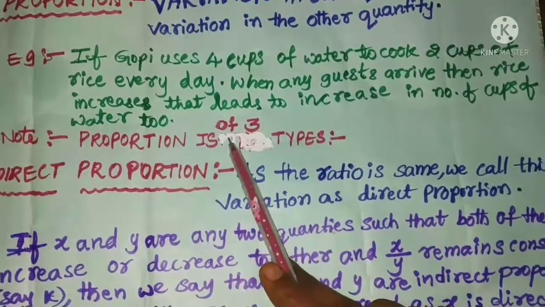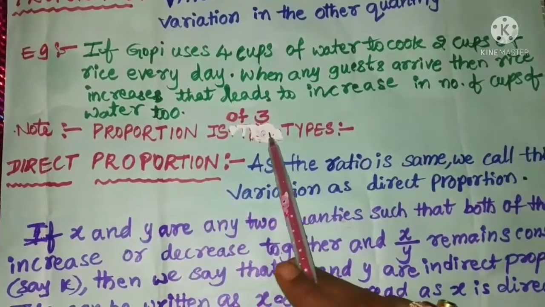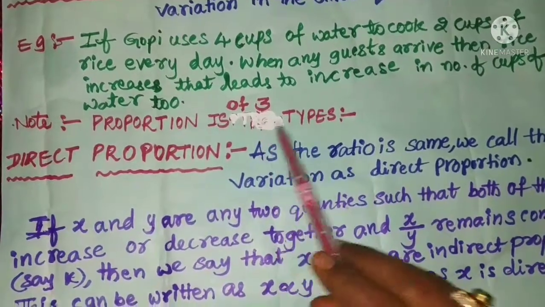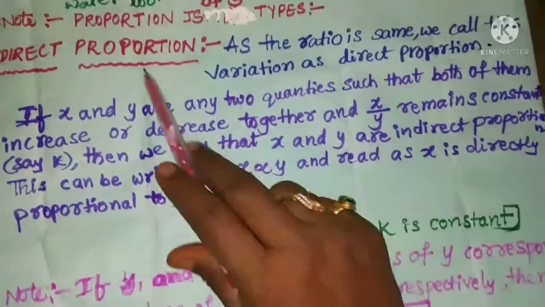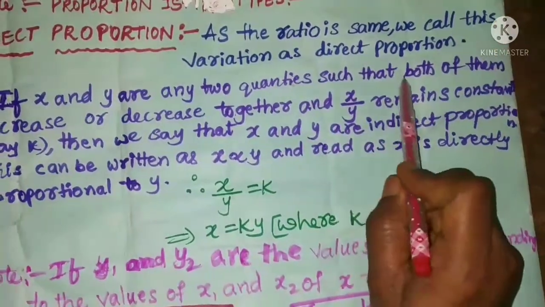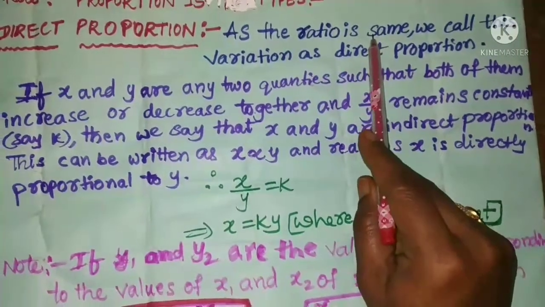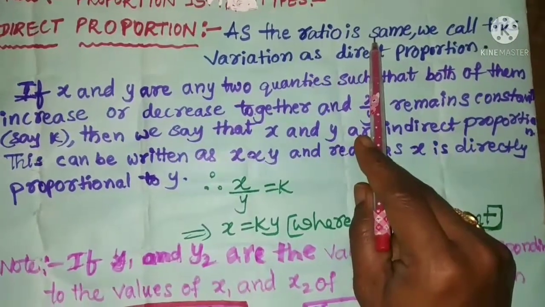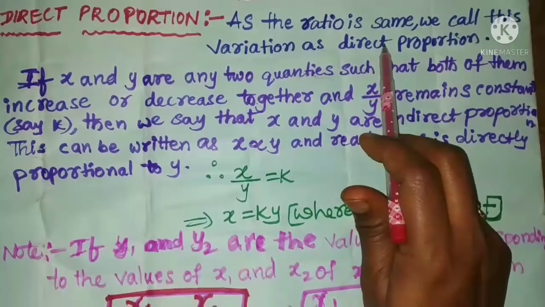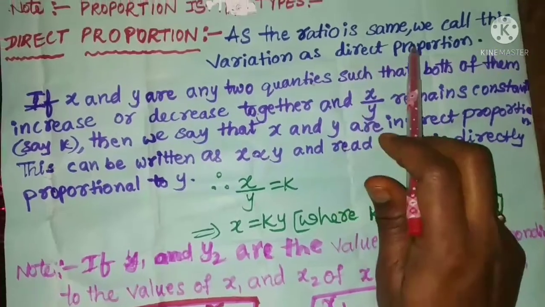A proportion is of 3 types. Usually direct and inverse, those 2, but a third one is also there. So there are 3 types of proportions. Direct proportion: as the ratio is the same, we call this variation direct proportion. If change in one quantity leads to change in the other quantity, the ratio which we take will be a constant value.